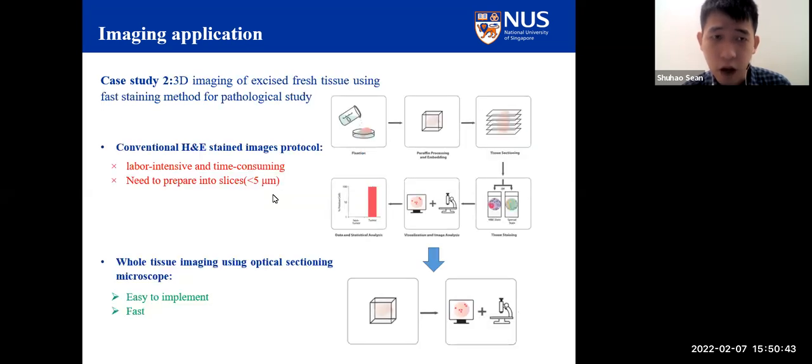And the second case for our application is the 3D pathological study on excised tissues. You all know the conventional H&E stain imaging protocol is very labor intensive and time consuming, and it needs very thin slides, less than 5 microns. Now we can use the LSFMM system to image the whole tissue. The procedure is very simple and fast. We only need to do the staining, clearing, and then scan the tissue volume under the microscope.